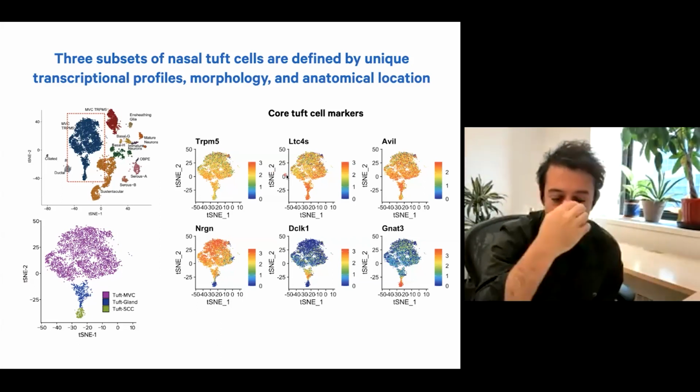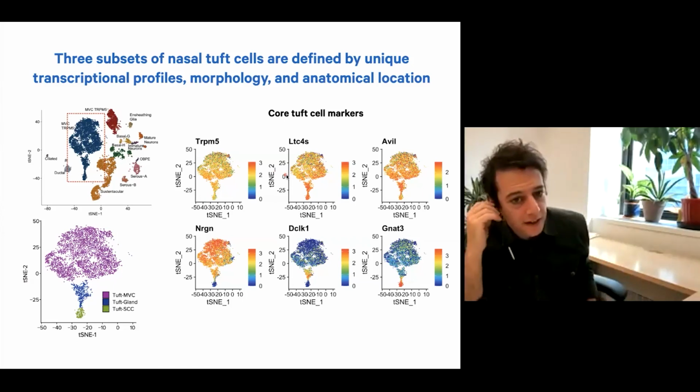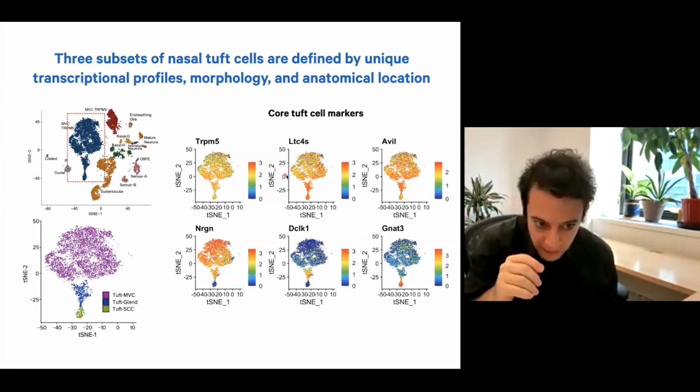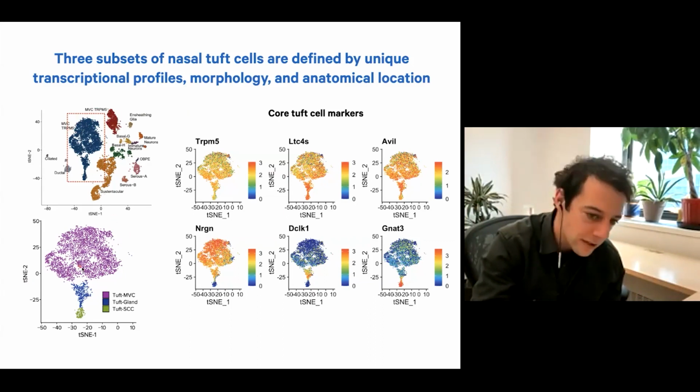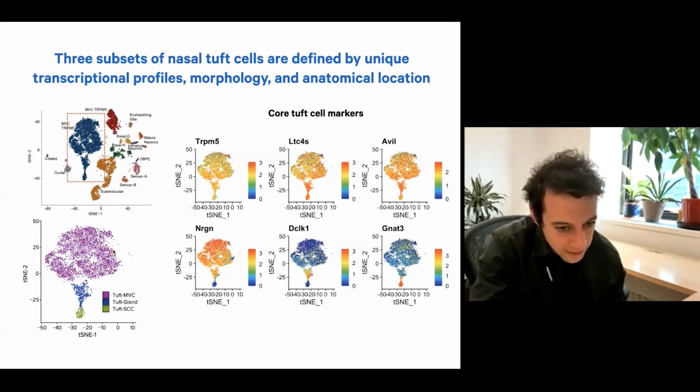So we then wanted to see if they were all the same, as we'd observed in the gut and in the airway, that there are actually different types of tuft cells. So we took out our subset of TRPM5 positive MVCs. We subclustered them, identified, in fact, that there are 3 subsets.